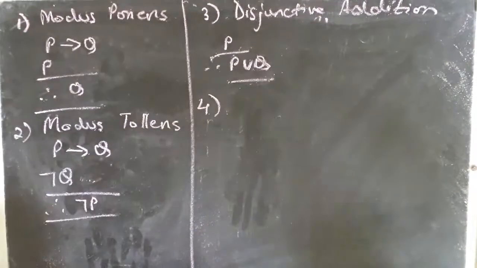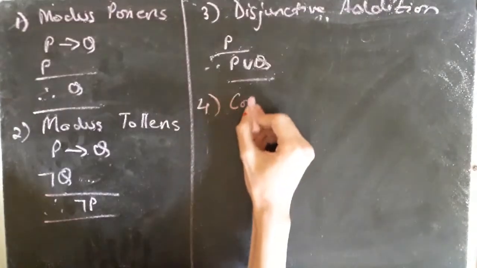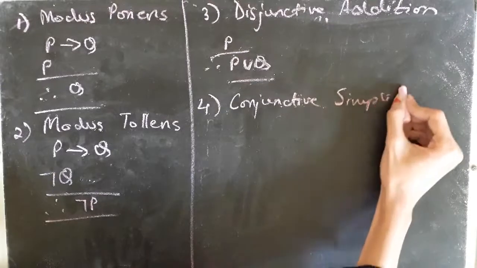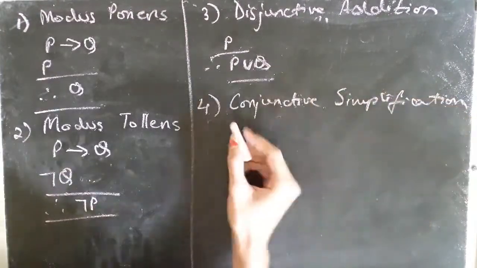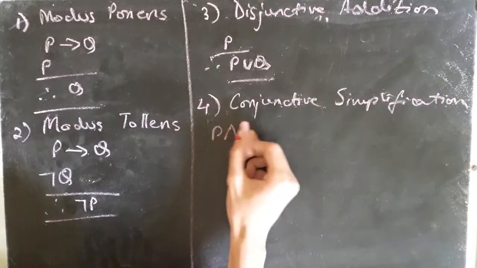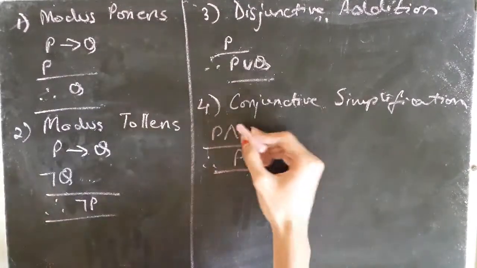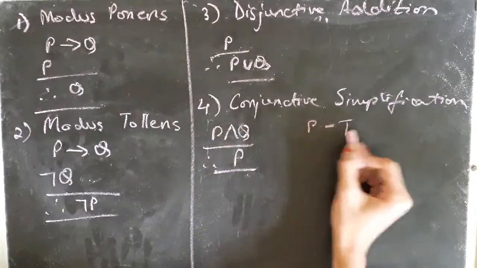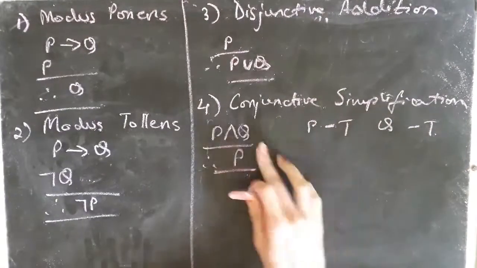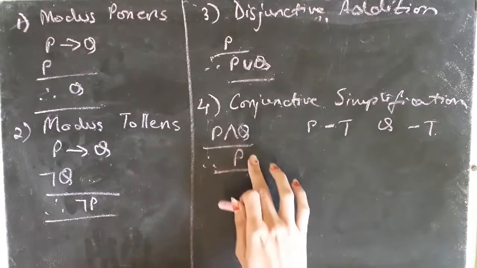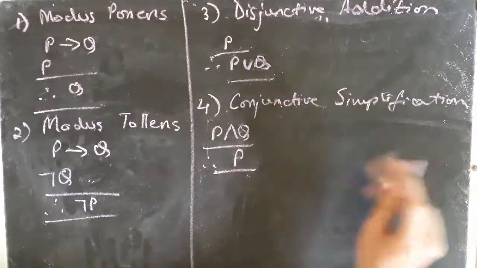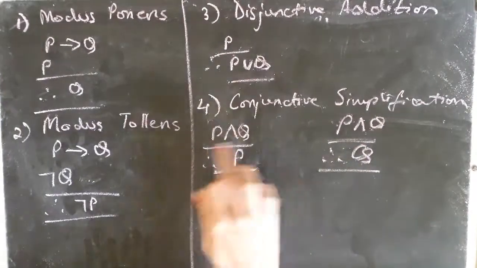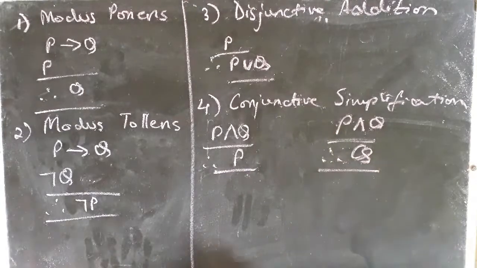What is the next inference rule? Conjunctive simplification. What does this inference rule state? It states that P and Q, therefore P. This is again quite logical because P and Q means that P is true and Q is also true. So obviously we can state P. Conjunctive simplification can also be written as P and Q, therefore Q. Right? Because P and Q basically means that both of them are true.